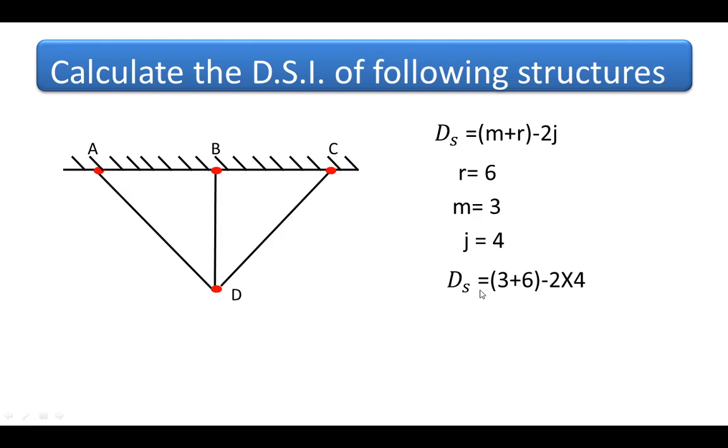So DS is equal to, put the values here, M is equal to 3 plus R is equal to 6 minus 2 into joints is equal to 4. So this gives DS is equal to 1. It means the degree of redundancy for this frame is 1.